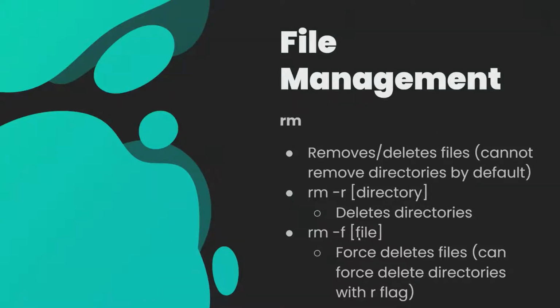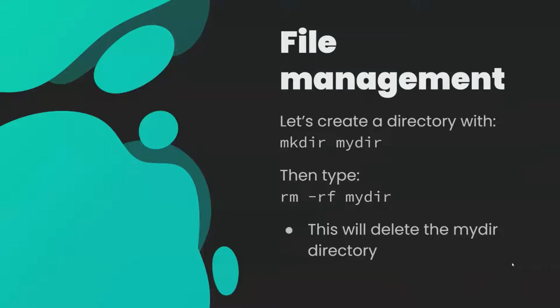And if you wanted to force delete a file, because sometimes there's a file that won't let you delete it, probably because it's maybe in use by another program. So if you wanted to force delete that file, you would type rm -f and then the name of the file. So I'll show you an example. So let's create a directory similar to the one we had before, mkdir, and then mydir. And then type rm -rf mydir, and it will delete that directory.